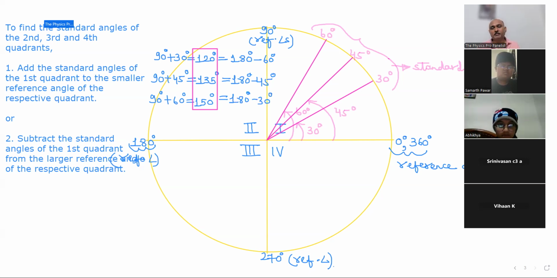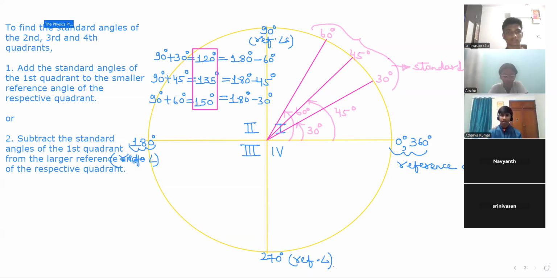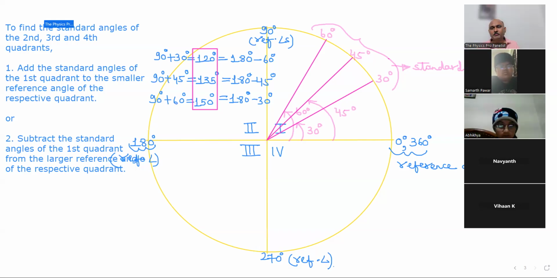Samarth, you understood this process? Okay. Abhikya, you understood? Yes, sir. Srinivasan, Arisha, Atharv, Navyan, understood or not? Okay, very good. Vihan, you understood?